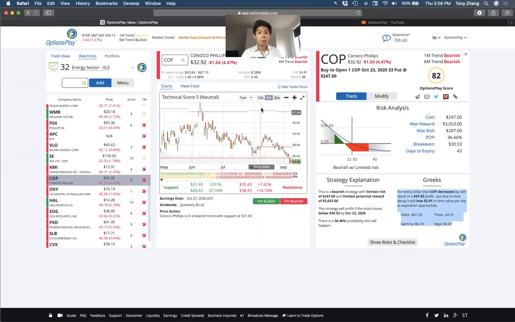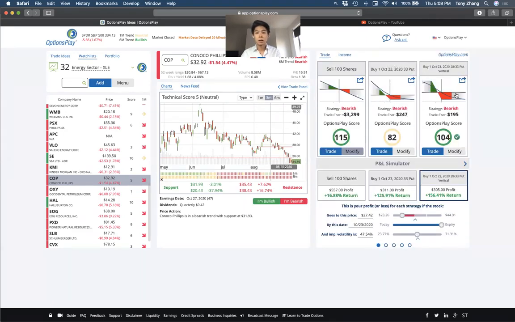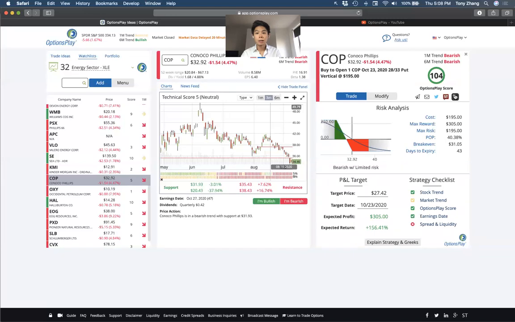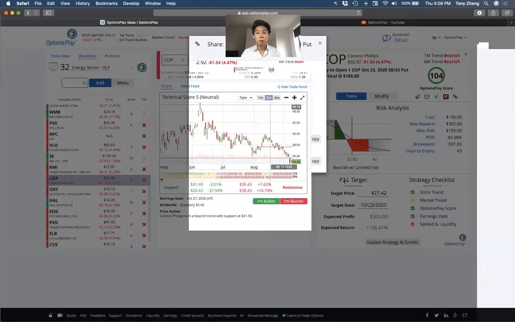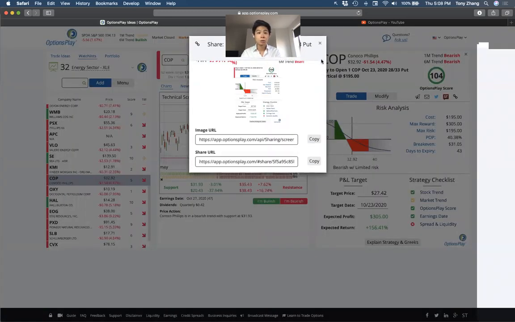Does OptionsPlay have a paper trading function within its platform? We sort of do. So for any strategy that you want to follow, let's say you want to follow this debit spread here on ConocoPhillips, you can click on the blue button, and you can click on this link here that allows you to copy or save a trade. Once you copy or save a trade, it gives you a URL that you can use. We built it so that you can share the trade with a friend or someone else or post it onto social media.